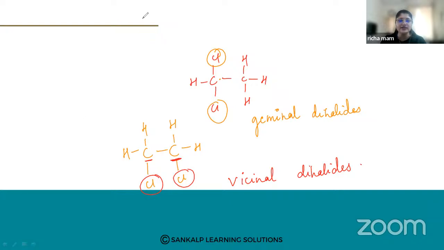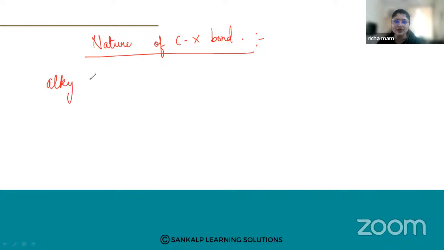So now we will see next is the nature of CX bond. Now what is the nature of CX bond? Fine. So in alkyl halides, now you know what are alkyl halides, right? Alkyl halide means one or more hydrogen atoms are replaced by halogen atoms in an aliphatic system, then they are called as alkyl halides. Now in the alkyl halides, one of the hydrogen is replaced by halogen. So this CX bond, it is partially polarized.